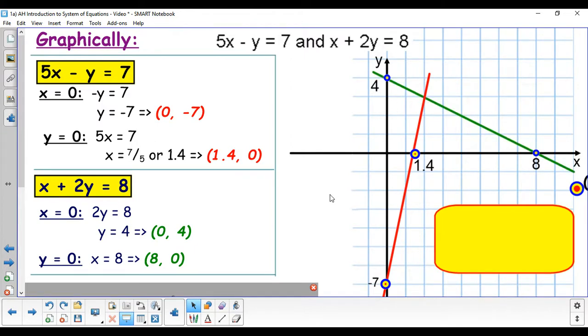And then you can solve a system of equations graphically by seeing where they cross. Now we can see they cross at the point of intersection here. So that's 2 along and 3 up. So we can write it as (2, 3). And we could say x is 2 and y is 3.